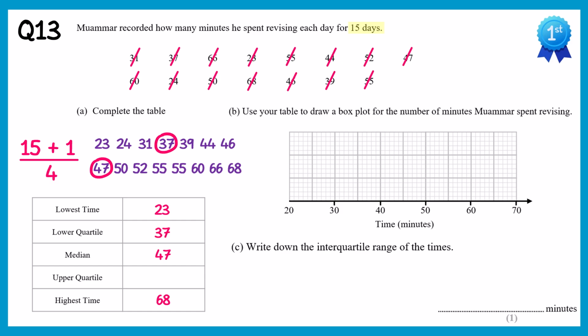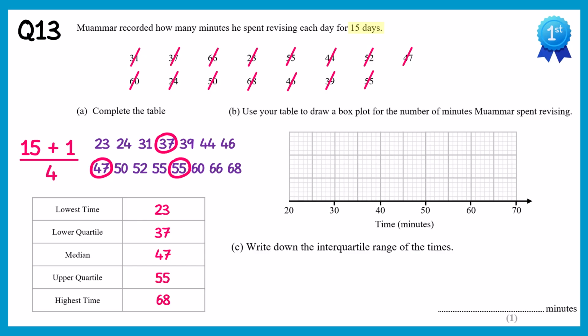You can find the upper quartile in two ways. You could multiply the 4th position by 3 to get the 12th position, which will be 55, or you could also think of this as counting 4 numbers back from the greatest number. So if you go 4 back from the 68, you end up at 55. So the upper quartile is 55.